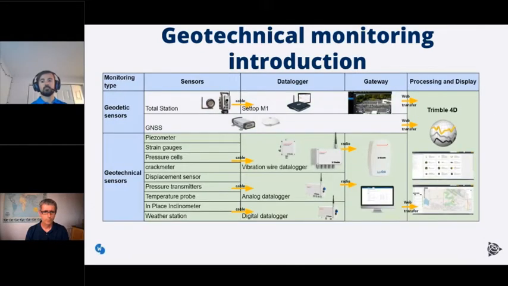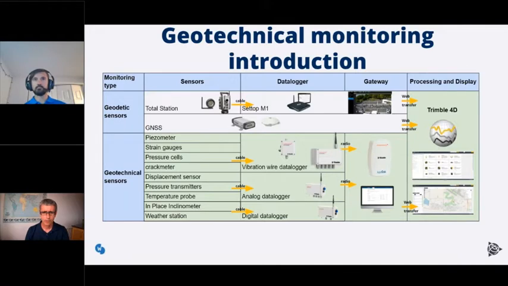For geotechnical sensors, it will be a little bit different. You can have different sensors like piezometers, strain gauges, etc., and you communicate the information from the sensor to a data logger. Then the data logger will send the data through radio, LoRa protocol. You have a range of around 2 to 15 kilometers, as Kaylee mentioned before. The gateway's job is just to collect the data from all your sensors on site and send it to the server. For this, you can use an Ethernet cable, you can use Wi-Fi, or you can use 4G.